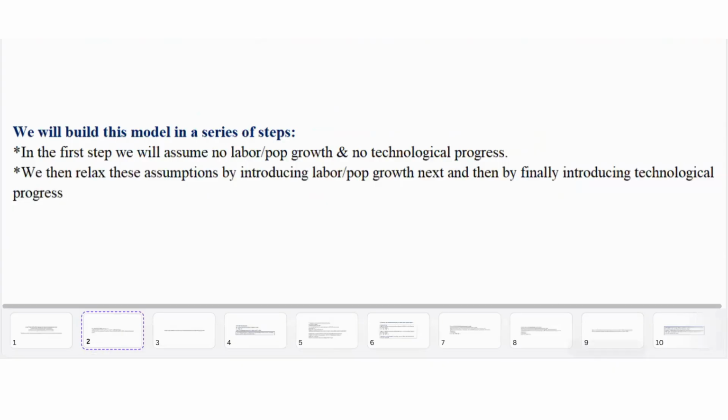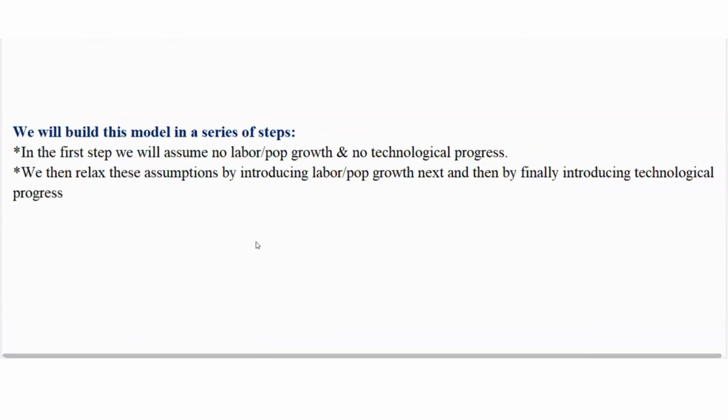Now, we'll build this model in a series of steps. In the first step, we'll start with the basic Solow model, where we don't have any labor population growth and we don't have any technological progress. We then will relax these assumptions by first introducing labor population growth. So we'll look at the Solow model with labor population growth and no technological progress. And then finally, we'll look at the Solow model with labor population growth and technological progress.